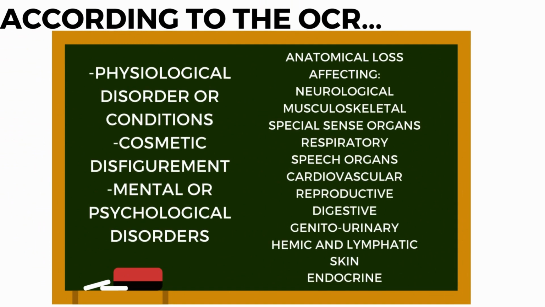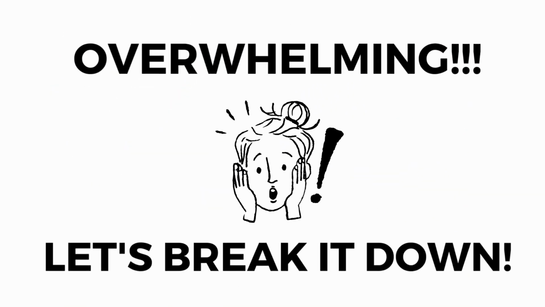According to the OCR, physical or mental impairments are any physiological disorder or condition, cosmetic disfigurement, or anatomical loss affecting one or more of the following body systems: neurological, musculoskeletal, special sense organs, respiratory, including speech organs, cardiovascular, reproductive, digestive, genitourinary, hemic and lymphatic, skin or endocrine, and any mental or psychological disorder. Wow, that is an overwhelming list. But what does all of this information mean?